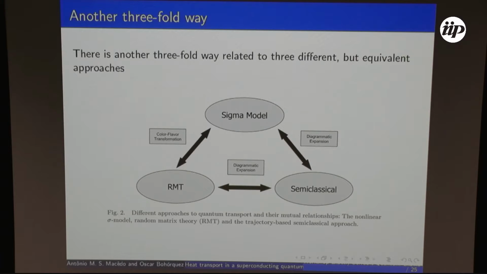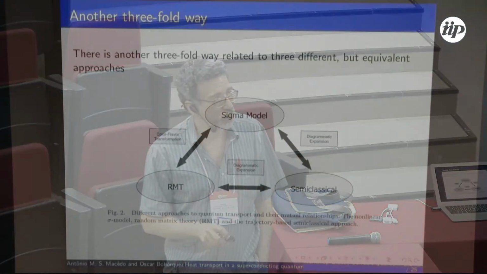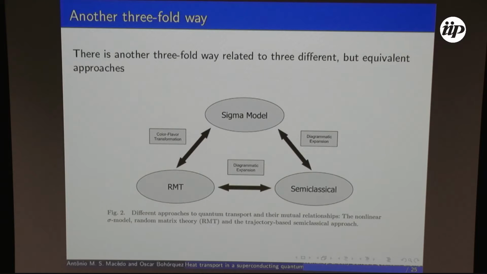They have different properties according to how you want to do the calculation. The nonlinear sigma model is very good for non-perturbative analysis, for instance. The other method is random matrix theory. Much of the calculation I'm going to show you is done in the context of random matrix theory, but in fact we are going to use the nonlinear sigma model in a specific representation in which the color-flavor transformation, which is the exact connection between nonlinear sigma models and random matrix theory, can be performed in a very explicit way.